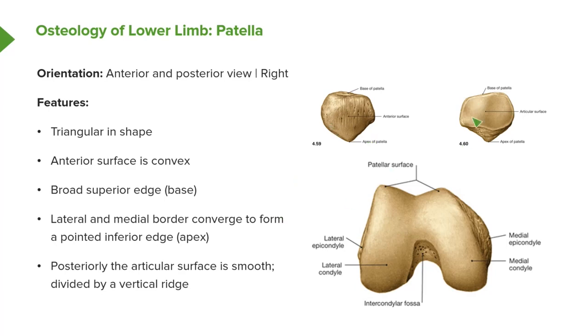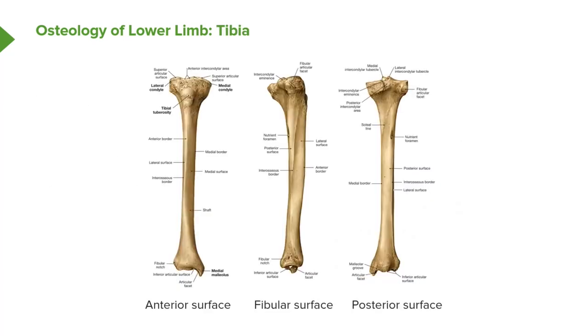Posteriorly, the articular surface is smooth, and it's divided by a vertical ridge, which allows it to sit in the patellar surface of the distal femur. So now let's have a look at the tibia. Here we can see we have anterior and posterior surfaces of the tibia.